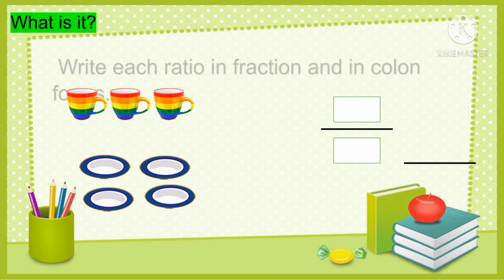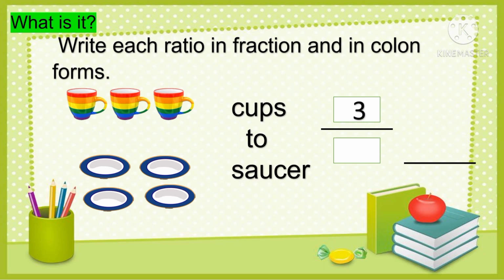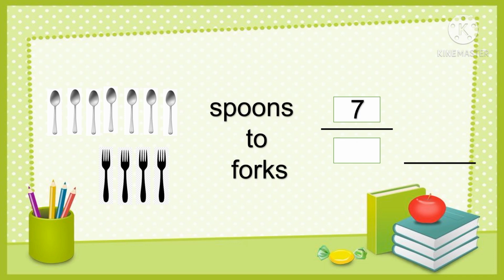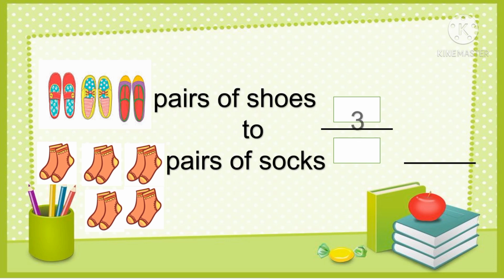Let's have an activity. Write each ratio in fraction and in column forms. What is the ratio of cups to saucers? Very good. 3 is to 4. Next, what is the ratio of spoons to forks? 7 is to 4. Good job. The ratio of pairs of shoes to pairs of socks is 3 is to 5. Correct.